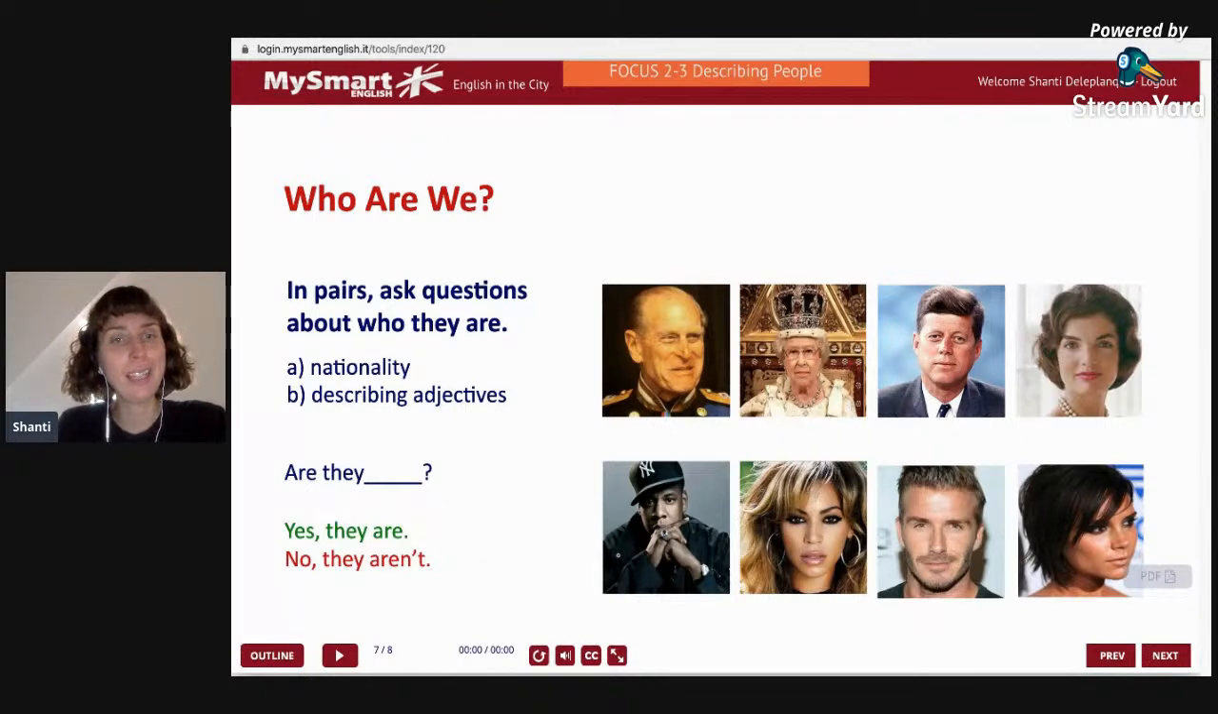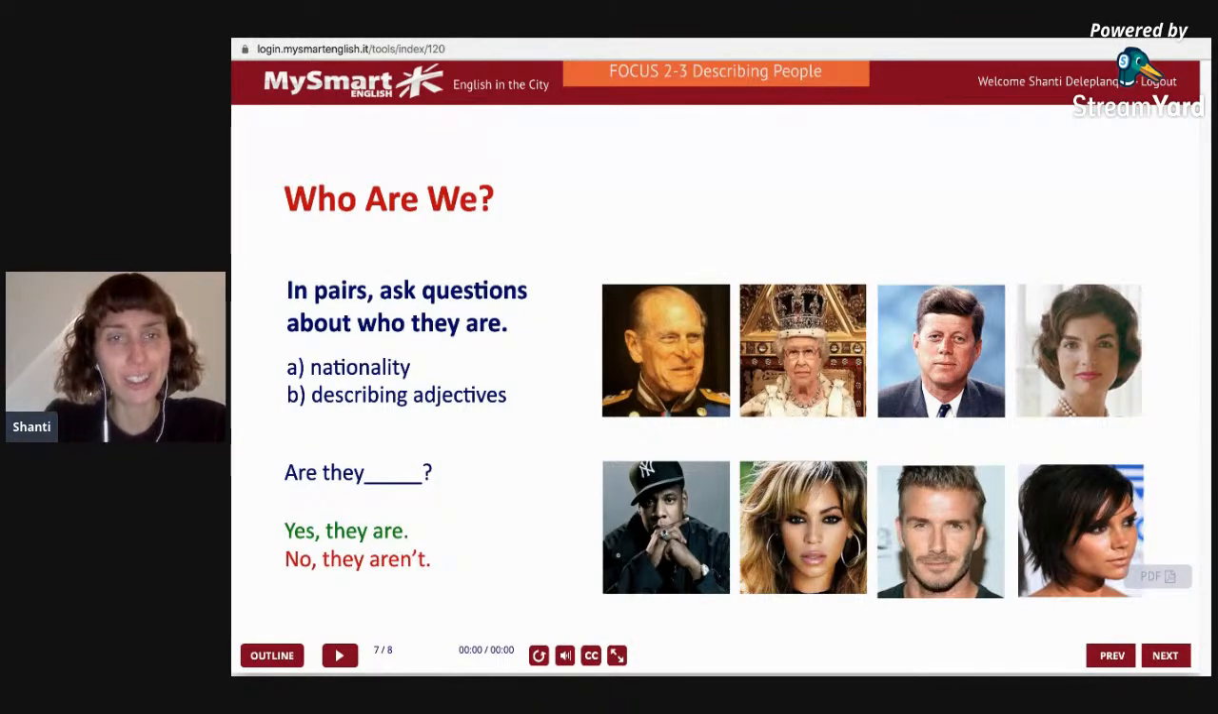What about Kennedy and his wife? Where are they from? Yes, thank you. His name is Philip. Yes, I forgot. Philip and Elizabeth are from England. They are British, you can say.